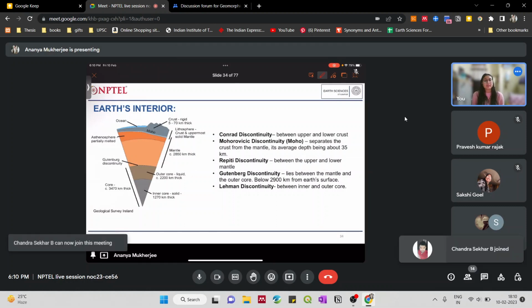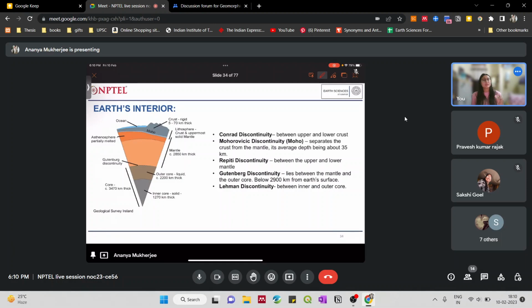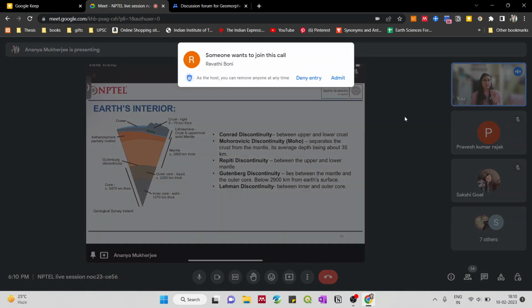Then you have the Repetti discontinuity. This is the discontinuity which separates the upper from the lower mantle. Then you have the Gutenberg, which is between the mantle and the outer core, and then you have the Lehmann discontinuity, which separates the inner and the outer core. So these are the different zones of distinction between the different layers.